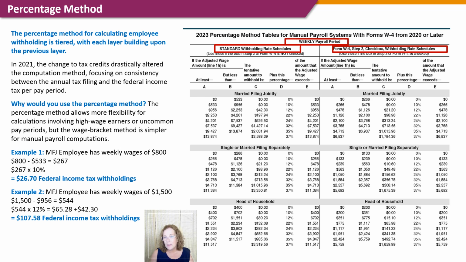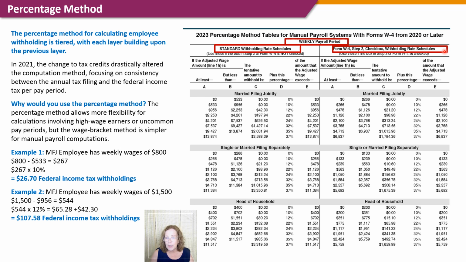So let's take a look at this table. At the very top, we see the title: 2023 percentage method tables for manual payroll systems with Forms W-4 from 2020 or later. And underneath the title, we see the payroll period. In this case, it's the weekly payroll period. Below that, we have on the left side the standard withholding rates schedules, and on the right side, the tables for those employees who checked Form W-4 checkbox 2.